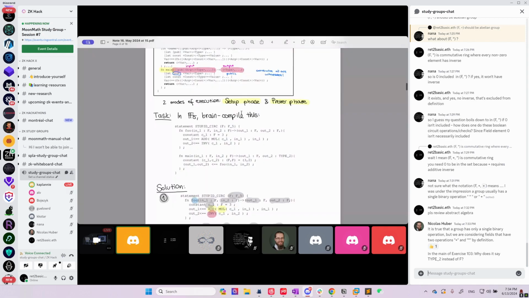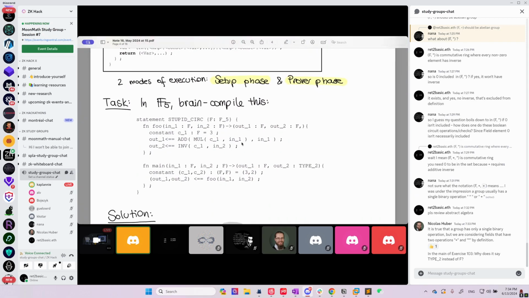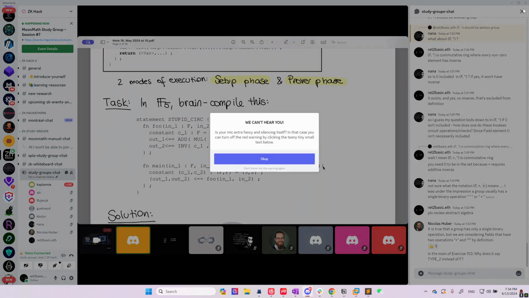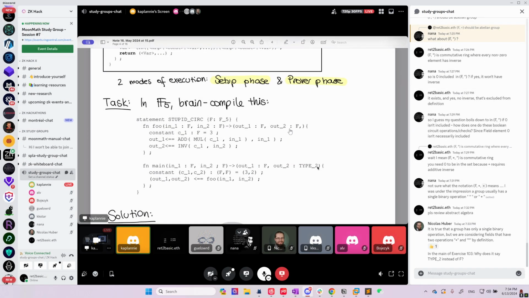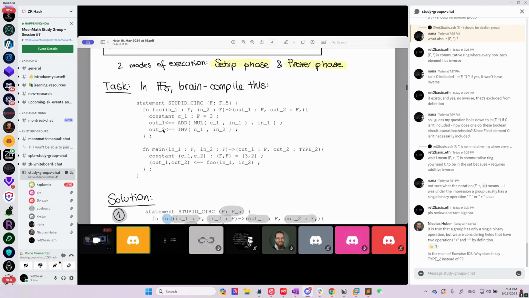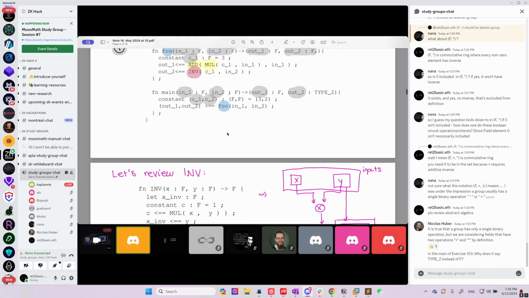Okay, so this was the task, right? And what Nicholas is referring to is that in the main function, we're having 2 output values, right? So we have one field value and one type 2 value. And that's actually a bug, because we cannot output 2. So output 2 here is going to come from the output of the foo function. Second output from the foo function is going to be the inverse C1 and inverse 2.